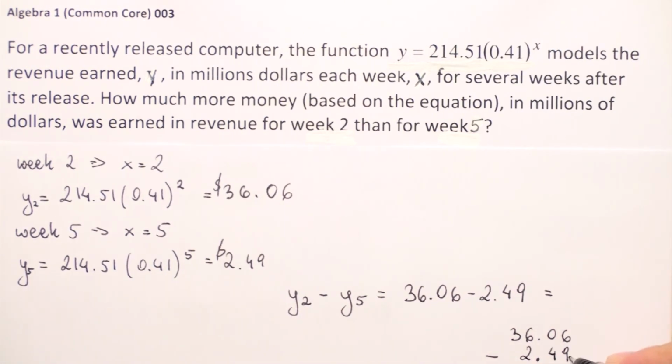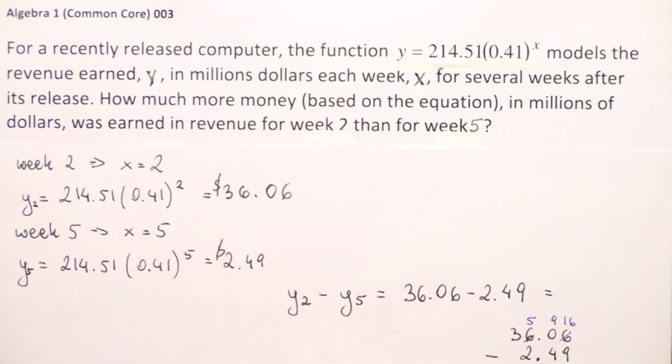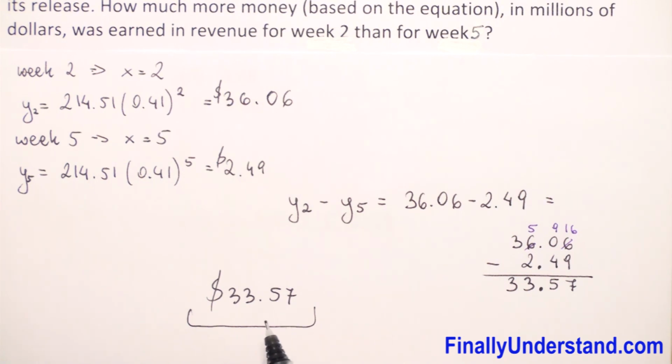So 6 minus 9 we cannot do, so we have to borrow from 6, 1, so now it will be 5, and we will have 9, at the end it will be 16. So 16 minus 9 is 7, 9 minus 4 is 5, we copy the decimal point in the same column, 5 minus 2 is 3, and we have 3. So we got that in week 2 they earned $33.57 million more than in week 5.